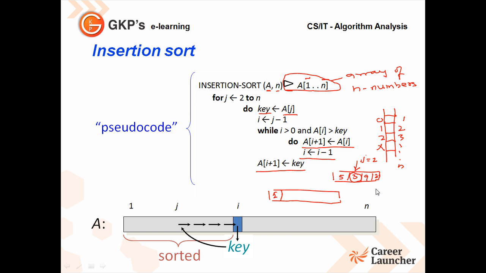So here key is 3. When key is 3, then it says i tends to j minus 1, so the value of i is equal to 1, and i is greater than 0, yes, it's true, and ai greater than key. Ai means a1 is greater than key, yes, 5 is greater than key. If it is true, then do ai plus 1 tends to ai. That means we are replacing a2 with a1.